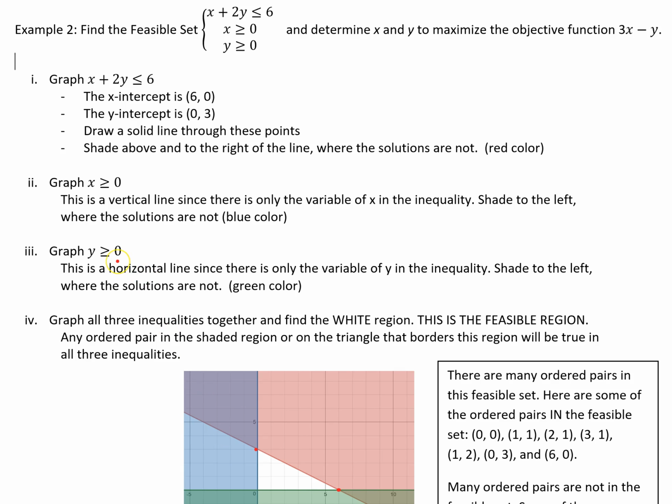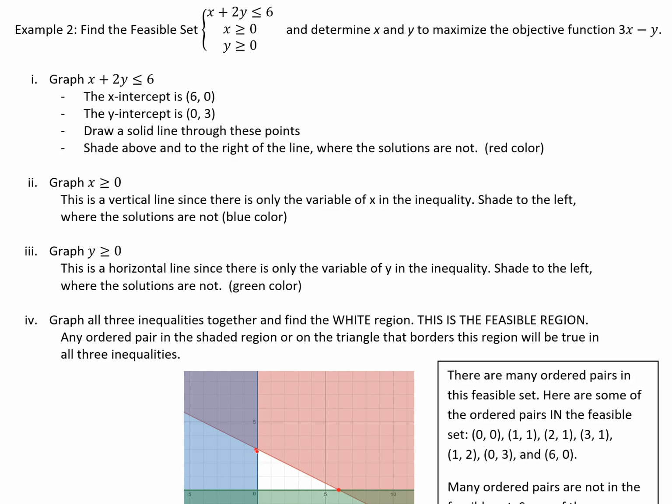And on the third one, we have y is greater than or equal to 0. This is a horizontal line because there's only the variable y. It's a horizontal line right on the x-axis because that's where y is actually equal to 0. And then I shaded below that line because I'm shading where the solutions aren't. That means the feasible region is right here in white. This is our feasible region, or also known as feasible set.